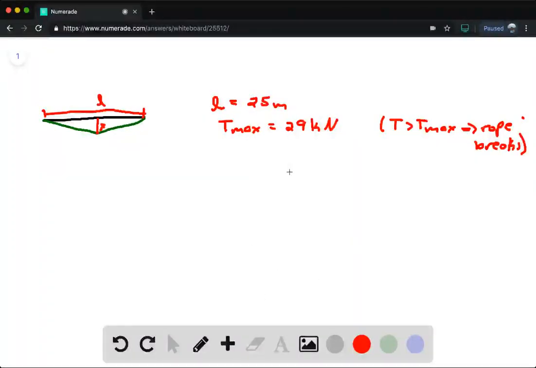Aloha, this is problem 74 in chapter 4. We're told that Bob traverses a chasm by stringing a rope between a tree on one side of the chasm and a tree on the opposite side, 25 meters away. As I've drawn here, assume the rope can provide a tension force of up to 29 kilonewtons before breaking. Use a safety factor of 10, that is, the rope should only be required to undergo a tension force of 2.9 kilonewtons.